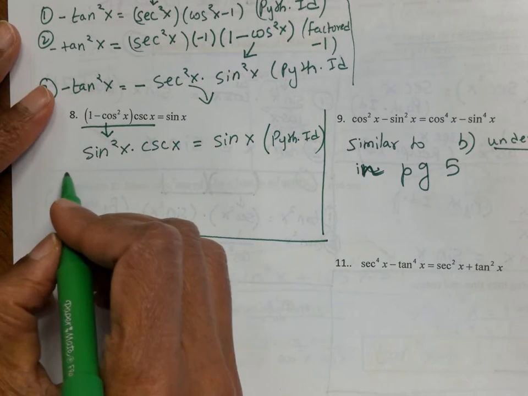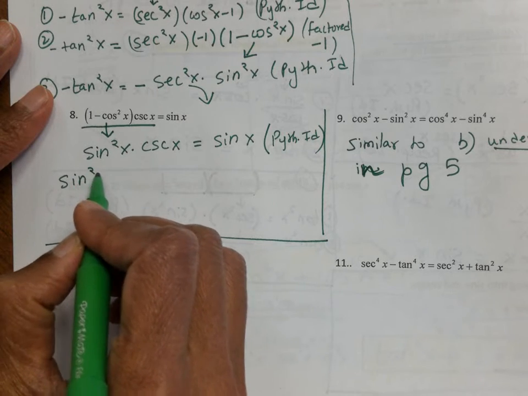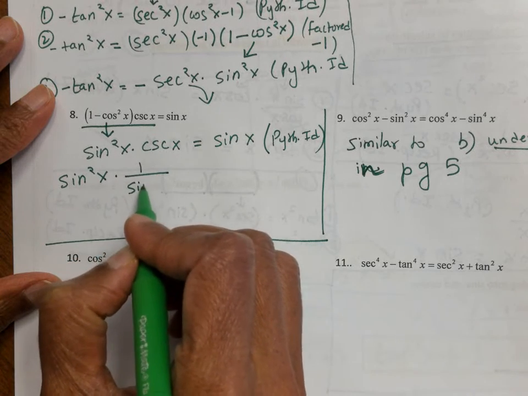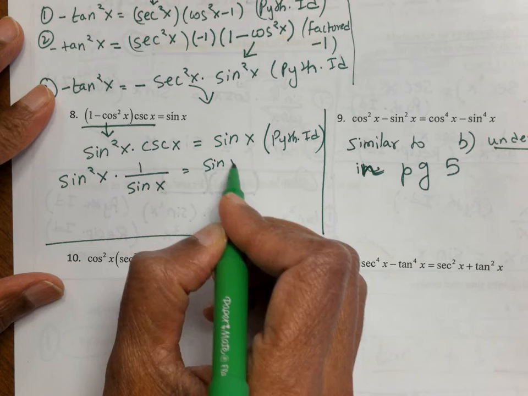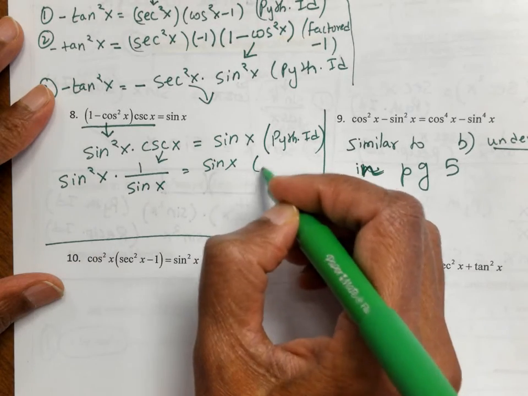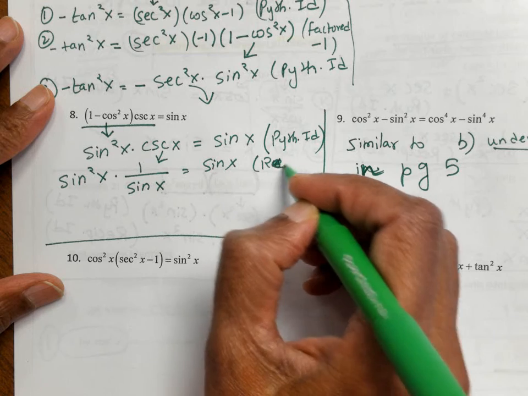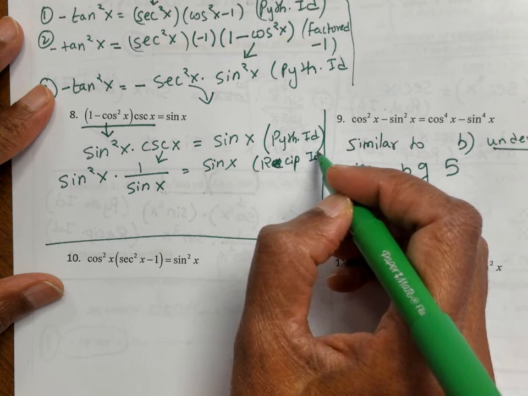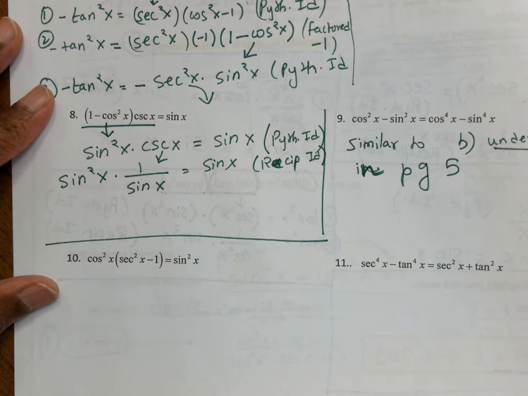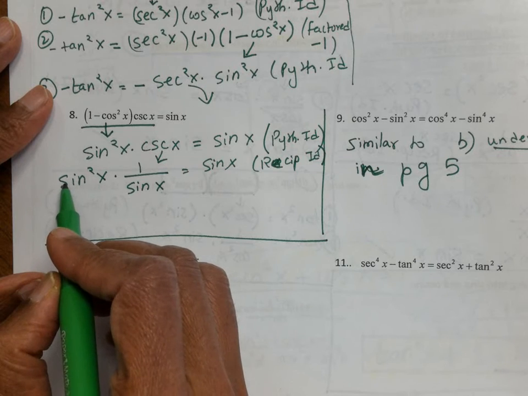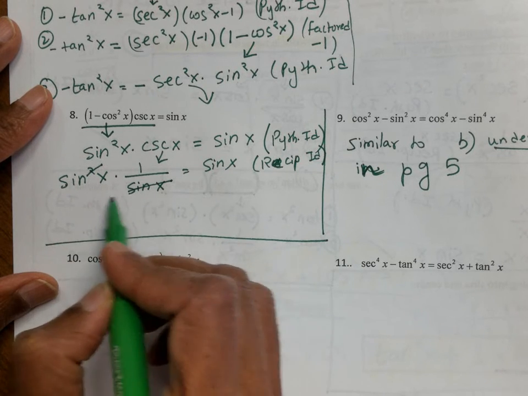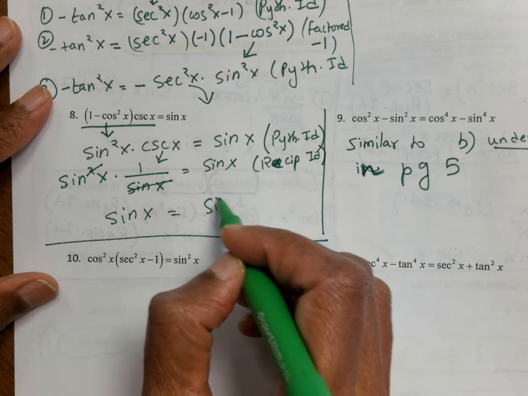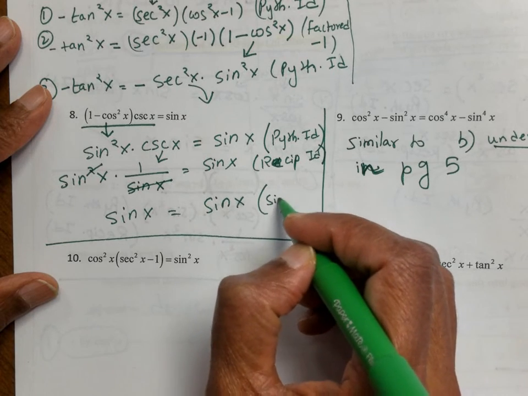And then I'm going to leave sine square x as sine square x, and cosecant I know is the reciprocal of sine, so I'm going to write this as 1 over sine x. So I went from here to here using reciprocal ID. And then we know that this can be simplified. This gets cancelled, so I'm just left with sine x, and this side is just sine x. All you did was simplify.